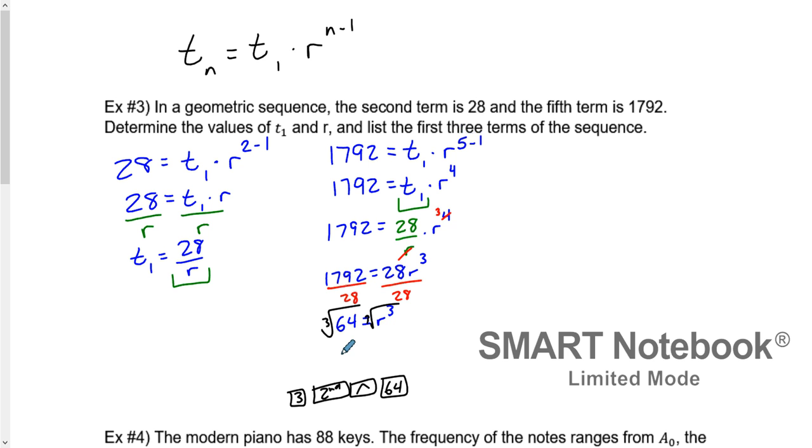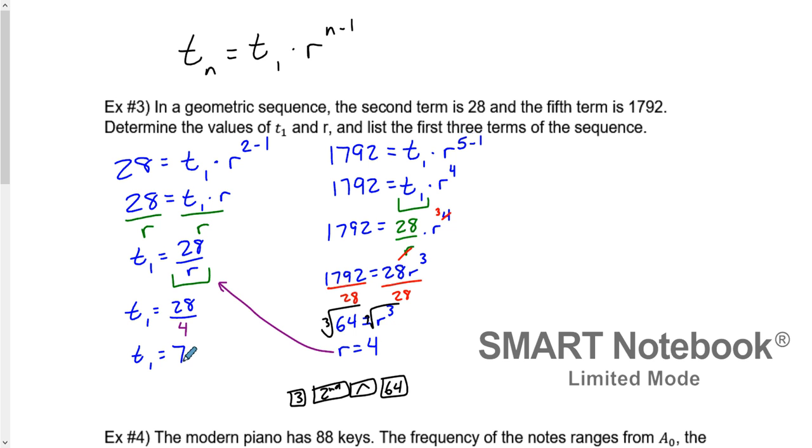By doing that, R is going to be 4. Double check. I'm just doing that in my head, but yes, it is 4. Then we can take that number and plug it over here to find out what our T1 is. Because T1 is 28 divided by R, 28 divided by 4. Term 1 is therefore 7.